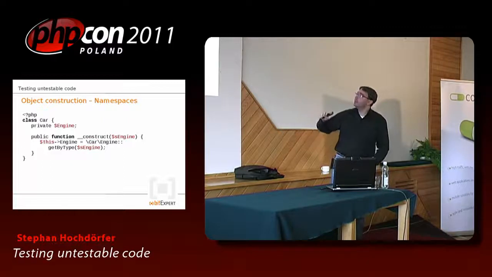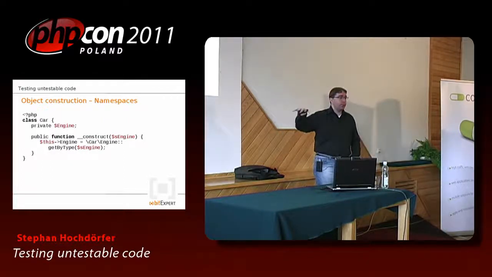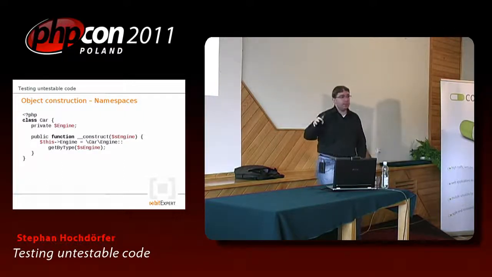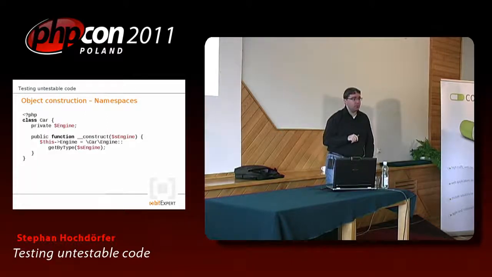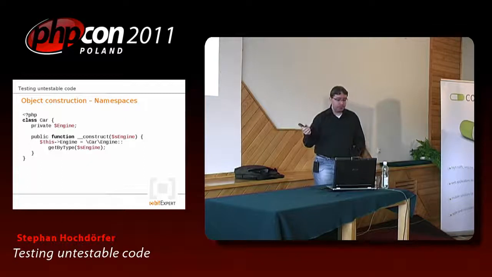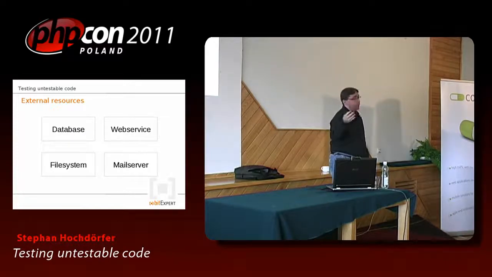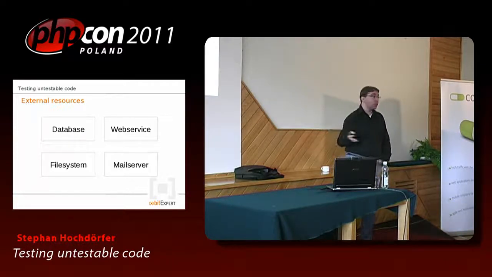Namespaces. The stuff I showed you with the autoloading and the include path will also work with namespaces, so you don't care. Although legacy applications tend to not have namespaces, obviously, because they are 5 to 10 years old. That's it. External resources. What do I mean with that? Well, it's databases, web services, file systems, or mail servers.